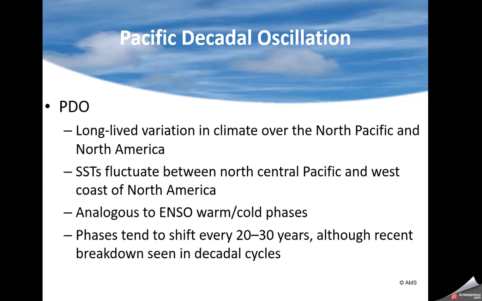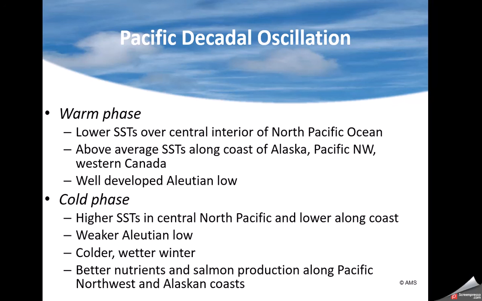There's a Pacific Decadal Oscillation as well, where the warm phase has lower SSTs, above average along the coast of Alaska, and well-developed Aleutian lows.